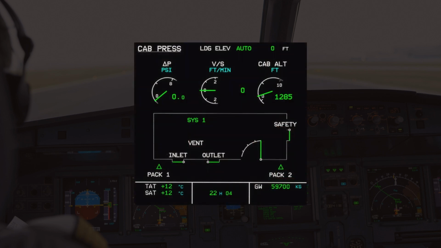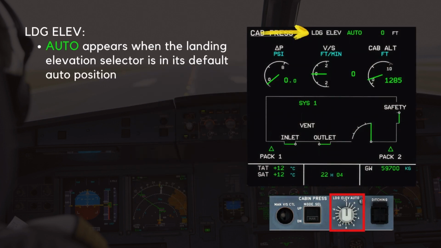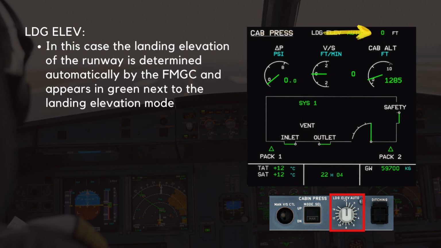Let's go through each part of the SD page one by one. First up is the landing elevation section. Auto appears in green when the landing elevation selector is in its default auto position. In this case, the landing elevation of the runway is determined automatically by the FMGC and appears in green next to the landing elevation mode.